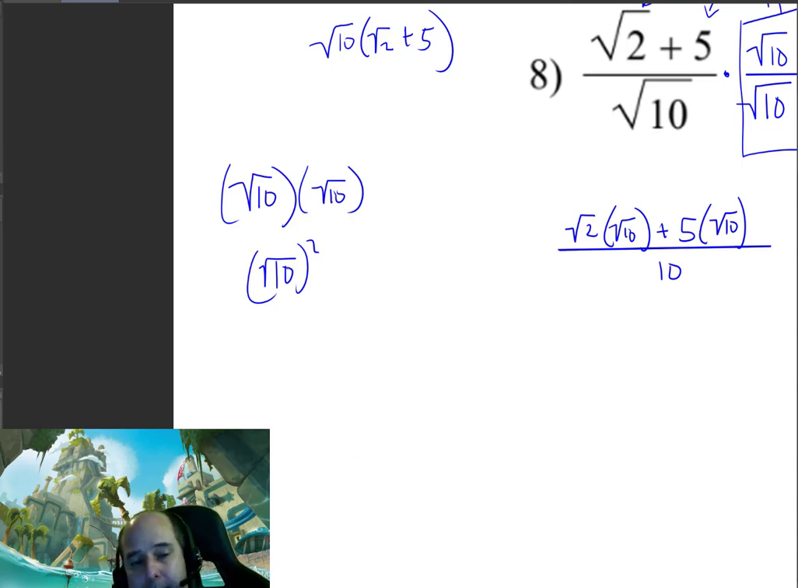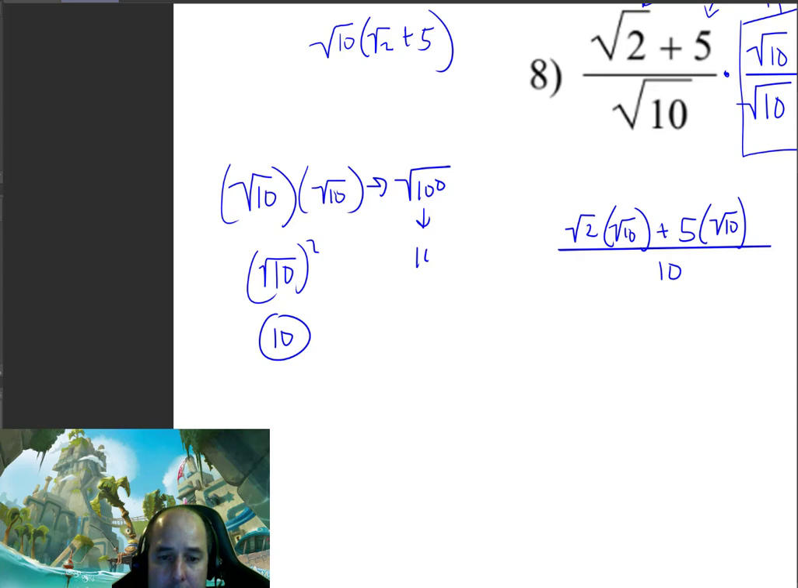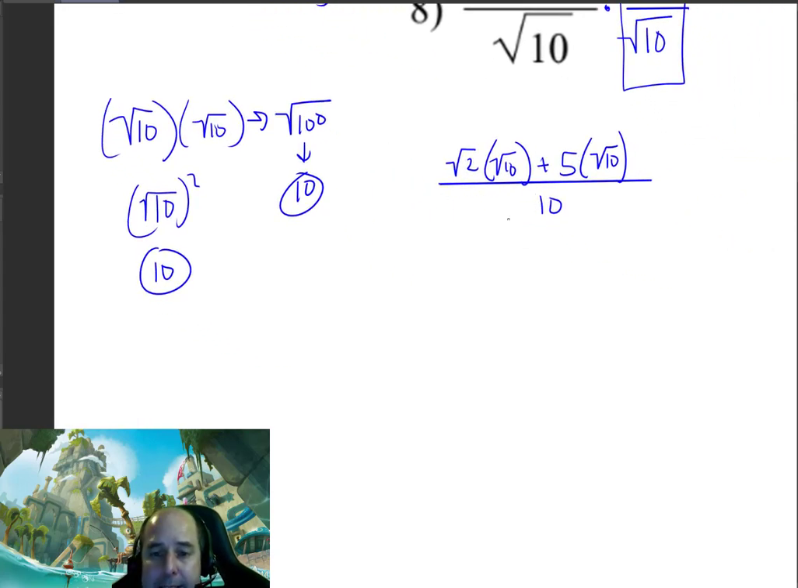But the other way you can think about it is this. That's one way you can think about it. Those cancel out to give you 10. The other way you can think about it is this. The square root of 10 times the square root of 10 is going to be equal to the square root of 100, because 10 times 10, you can multiply radicals. 10 times 10 is 100. So the square root of 100, as you know, if you do it in a calculator, is 10. So that's how I got that 10 down here.